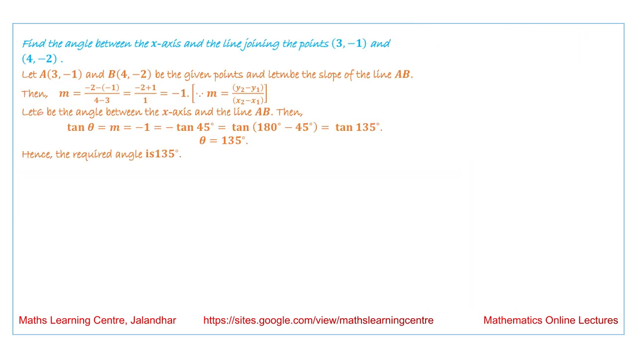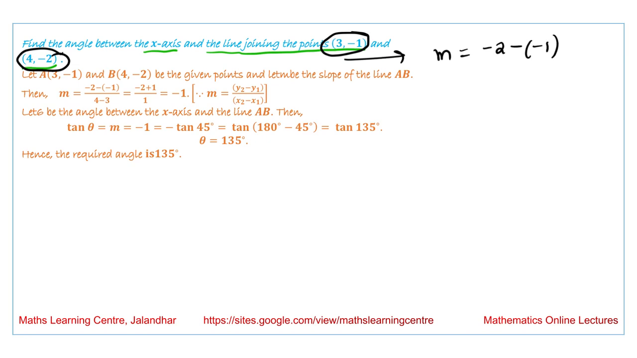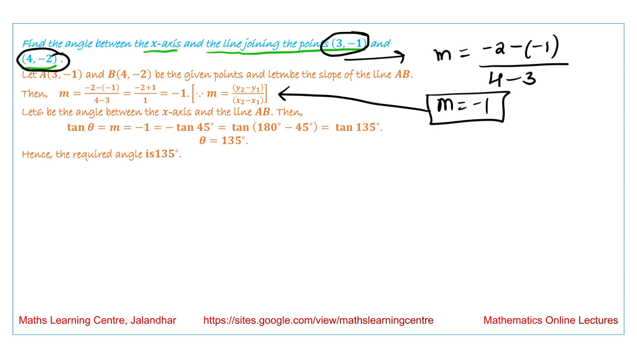Next is, find the angle between the x-axis and the line joining the points (3, minus 1) and (4, minus 2). So we are calculating the slope of this line, which is obtained by joining these 2 points. So the slope is m is equal to (minus 2 minus minus 1) divided by (4 minus 3). So the value of m we obtain is equal to minus 1.